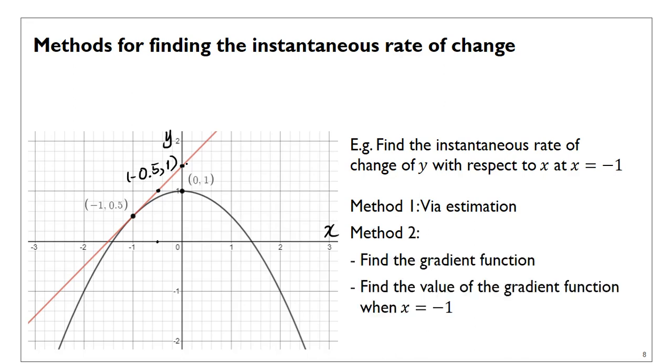Now method 2 is to find what is called the gradient function. Then you find the value of the gradient function when x equals -1, and that will give you, in this particular example, the instantaneous rate of change at x equal to -1. What we actually are interested in maths is how do we actually find the gradient function, because we don't want an estimation. There's nothing wrong with estimation. Sometimes estimation is the best thing that we have, but we want something a little bit more accurate.